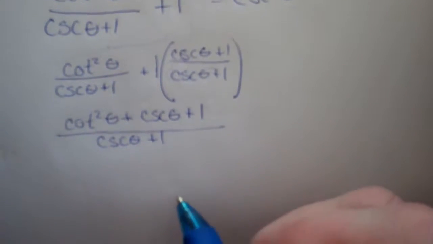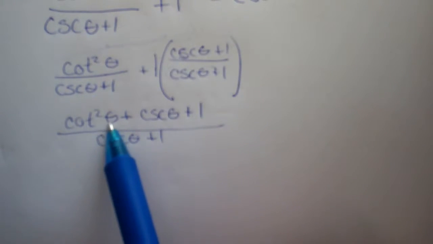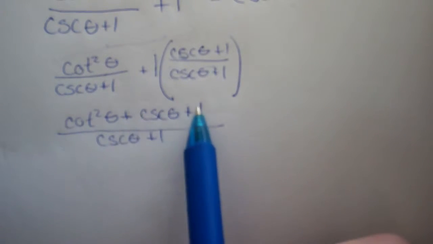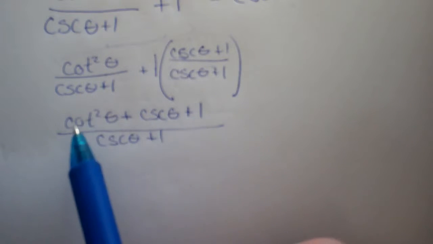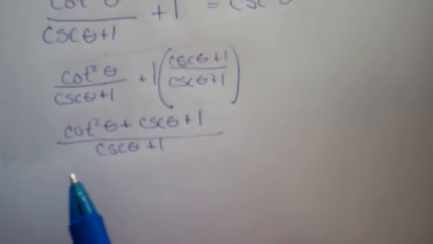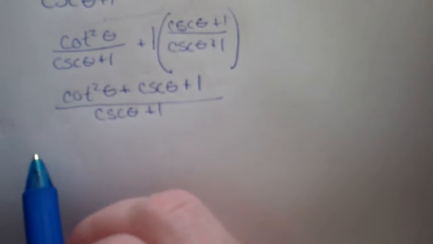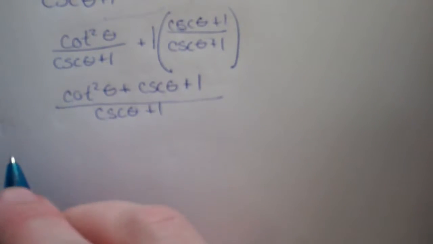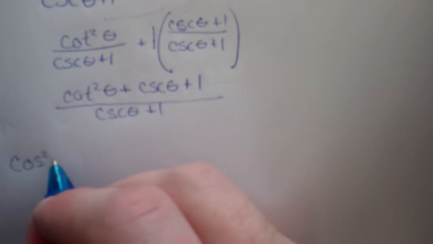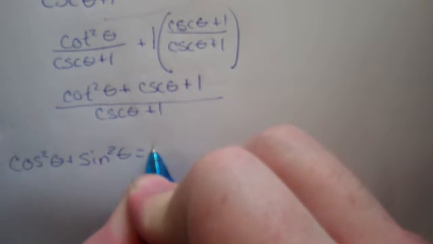Now, why would we have done that, and what benefit was this? Well, with a little experience, you start to notice some common patterns. You see this cotangent squared theta and this 1? As soon as I see that, that reminds me of one of the Pythagorean identities. I'll try to remind you of the one I'm thinking of right now. See, every one of you should have this memorized. We all have that the cosine squared theta plus the sine squared theta is equal to 1.